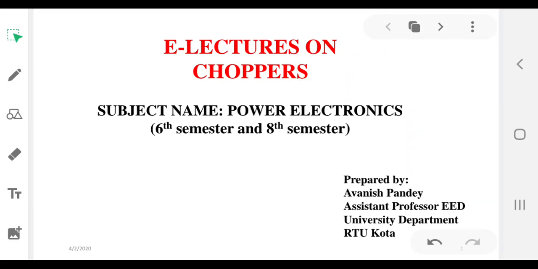Today we are going to study choppers, which is also known as DC to DC converter. Contents are as follows. First of all, we will go through the principle of chopper operations, waveforms related to it, and mathematical equations.